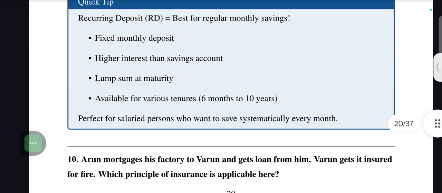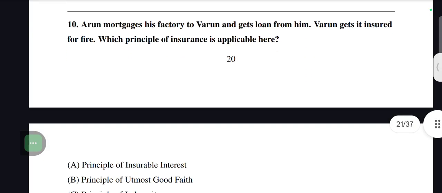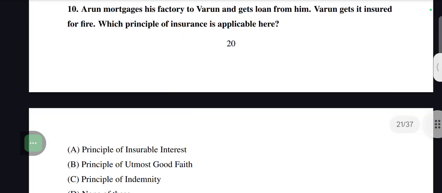Next comes the 10th question. Arun mortgages his factory to Varun and gets a loan from him. Okay, Varun gets it insured for fire. Which principle of insurance is applicable here?